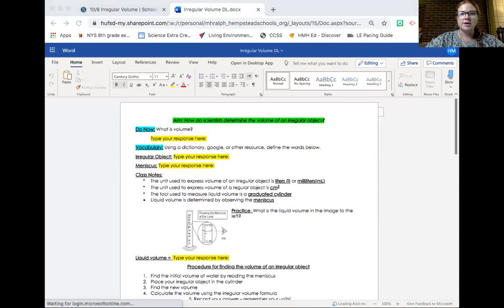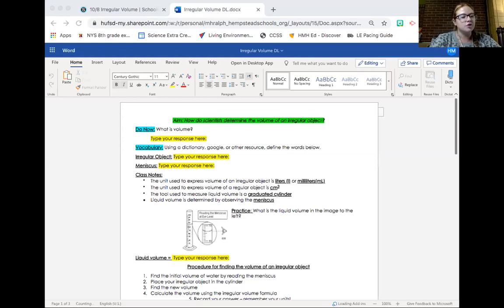So today's aim is how do scientists determine the volume of irregular objects? So we've been talking about volume of regular objects. We know that we find volume through length, width, and height. A regular object we know has definitive sides that we can measure with a ruler.